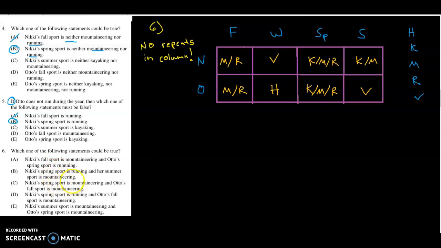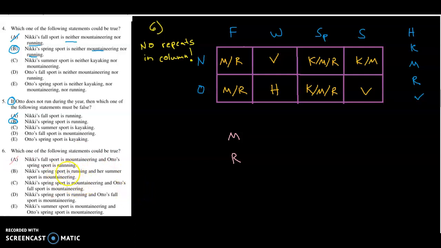Let's start with A for a minute. N's fall sport is mountaineering. So in the fall, we've got M for N. And then, of course, that means O would have to be running then. And O's spring sport is running. Oh, we have to stop there. That can't be true, because if N is mountaineering in the fall, that means Otto has to be running in the fall. So he can't be running in the spring. So that's out. That's wrong.